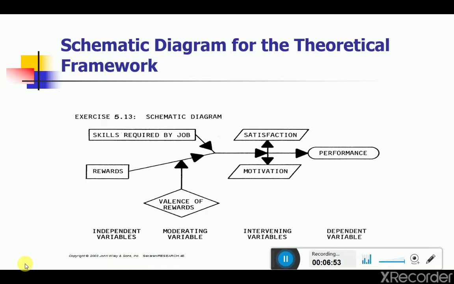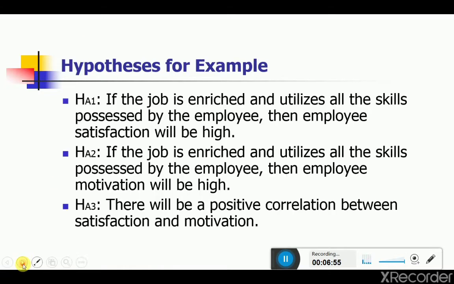Now you have to make the different hypotheses. Hypothesis number 1: if the job is enriched and utilizes all the skills possessed by the employee then employee satisfaction will be high. Here there are two variables, the job is enriched, meaning job enrichment, and next is satisfaction. In the first hypothesis I have made a hypothesis between 2 variables, that is job enrichment and employee satisfaction.